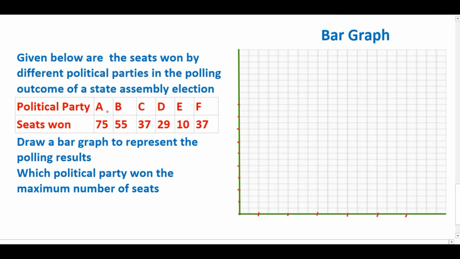So they have named the political party as A, B, C, D, E and F, and the seats won is also given. Draw a bar graph to represent the polling result. Which political party won the maximum number of seats?